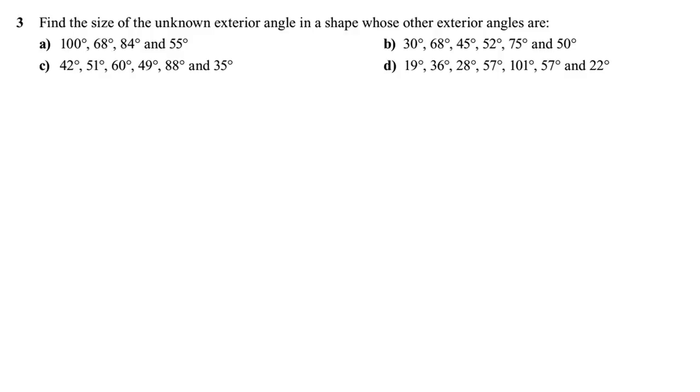Right, welcome to our third video on polygons. We've been looking at exterior angles, which are the angles on the outside of the shape. Now, question 3 says: find the size of the unknown exterior angle in a shape whose other exterior angles are this or that and so on.